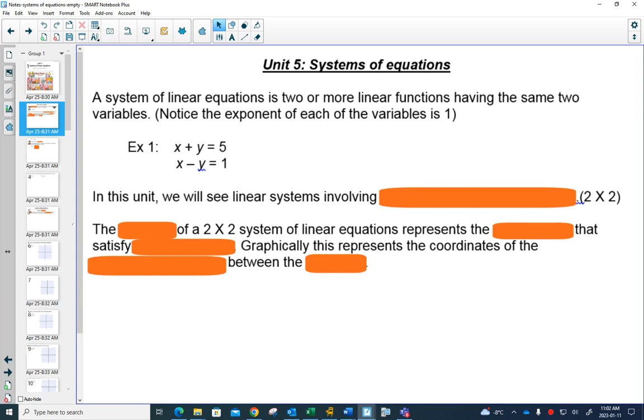A system of linear equations is two or more linear functions having the same two variables. So if you have two variables, you need two equations to solve it. Later on in systems, you will eventually get questions with three variables that you don't know. How many equations do you need? Three equations to solve them. If you had five variables that you didn't know, you would need to make five equations in order to solve.